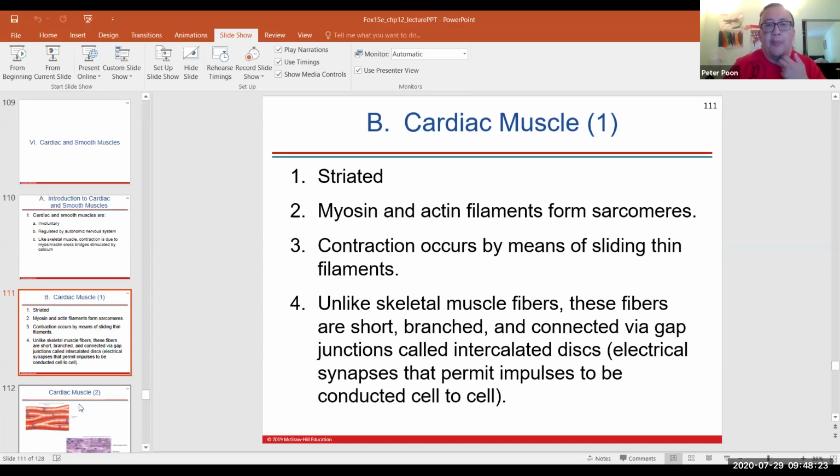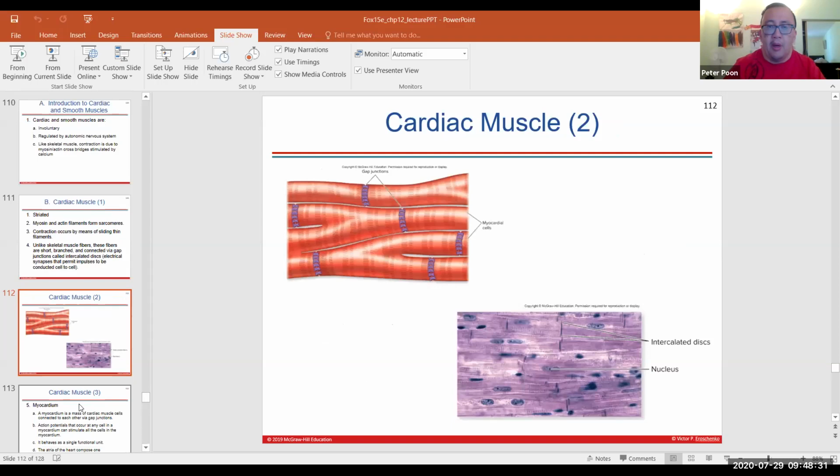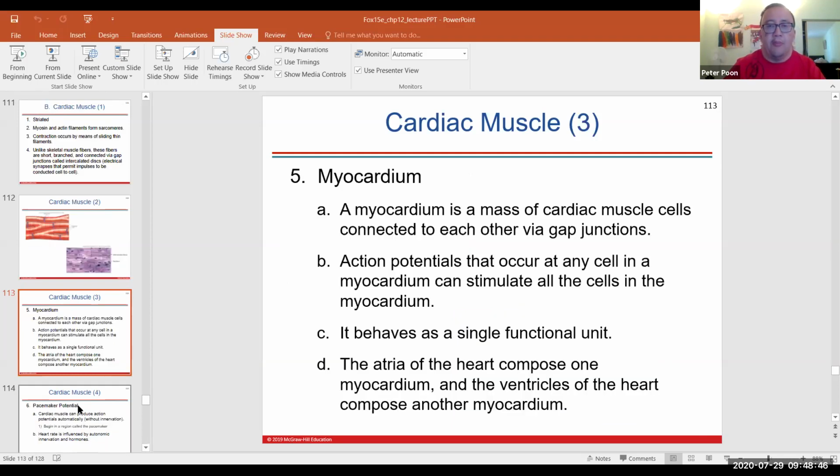So in cardiac muscle, these work the same way, but the cells are actually connected through gap junctions. The gap junctions allow a signal to travel from one muscle cell to another. So the myocardium is a mass of cardiac cells that are connected to each other via gap junctions. One action potential of one cell can go through all the cells, and that makes it a single functional unit.